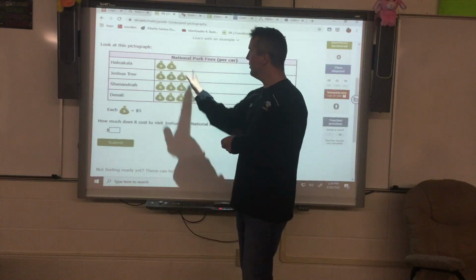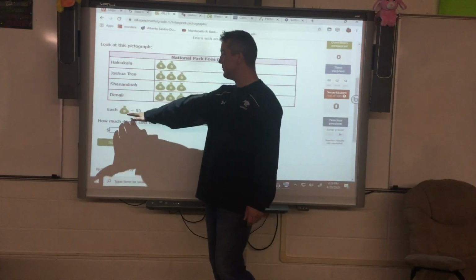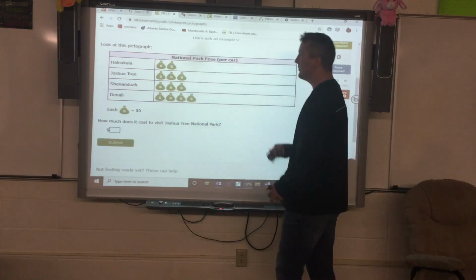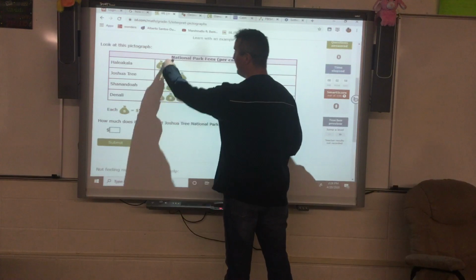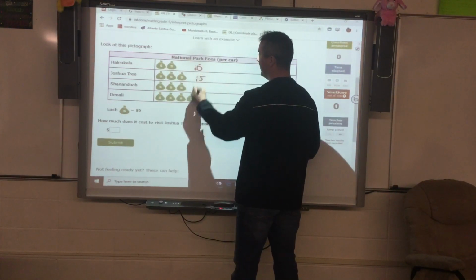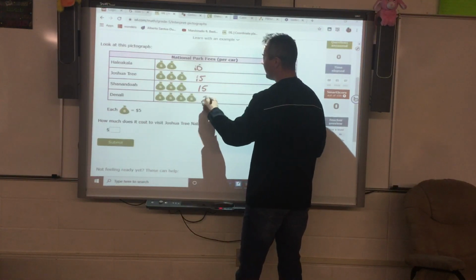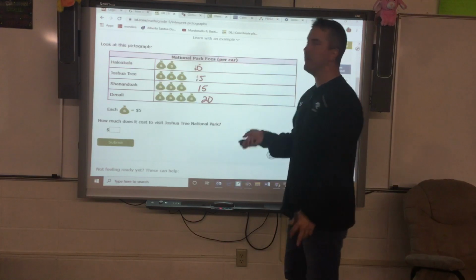So make sure when you look at these pictographs that they use the correct information, and then what does each one of these represent. If you need to, if these bags all cost $5, $5, $10, $10, $5, $10, $15, $5, $10, $15, $5, $10, $15, $20. Now $20 per car, not per person, okay?